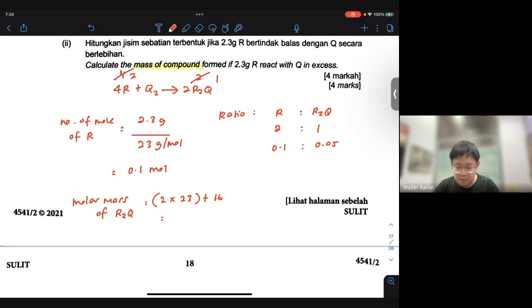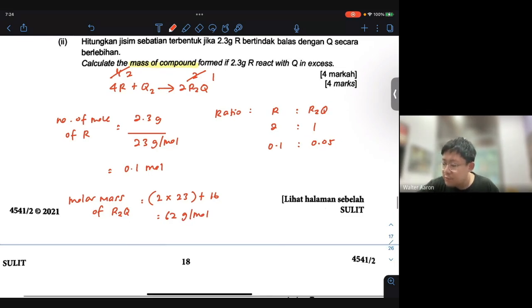Let me see how much is that. 46 plus 16, 62 in total. So the molar mass is 62 grams per mole for the compound. So therefore, the mass of the product being formed will be 0.05 mole multiplied by 62 grams per mole. Your answer will be 3.1 grams.